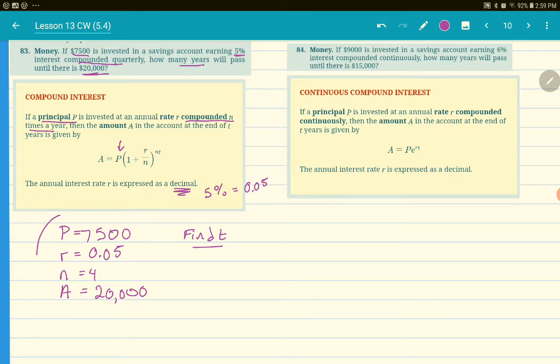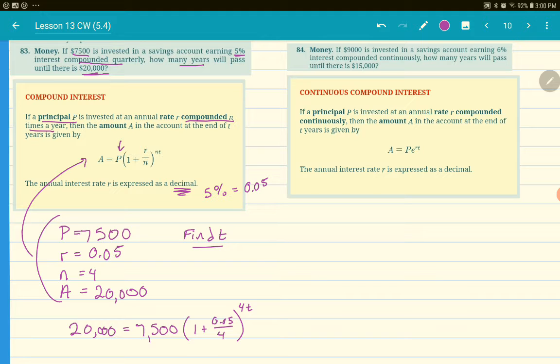Now I'm going to plug all these numbers into this equation, and I get 20,000 equals the principal, 7,500, times 1 plus the rate over n, 0.05 over 4, to the power of nt, so that's 4t, and I need to solve for t.